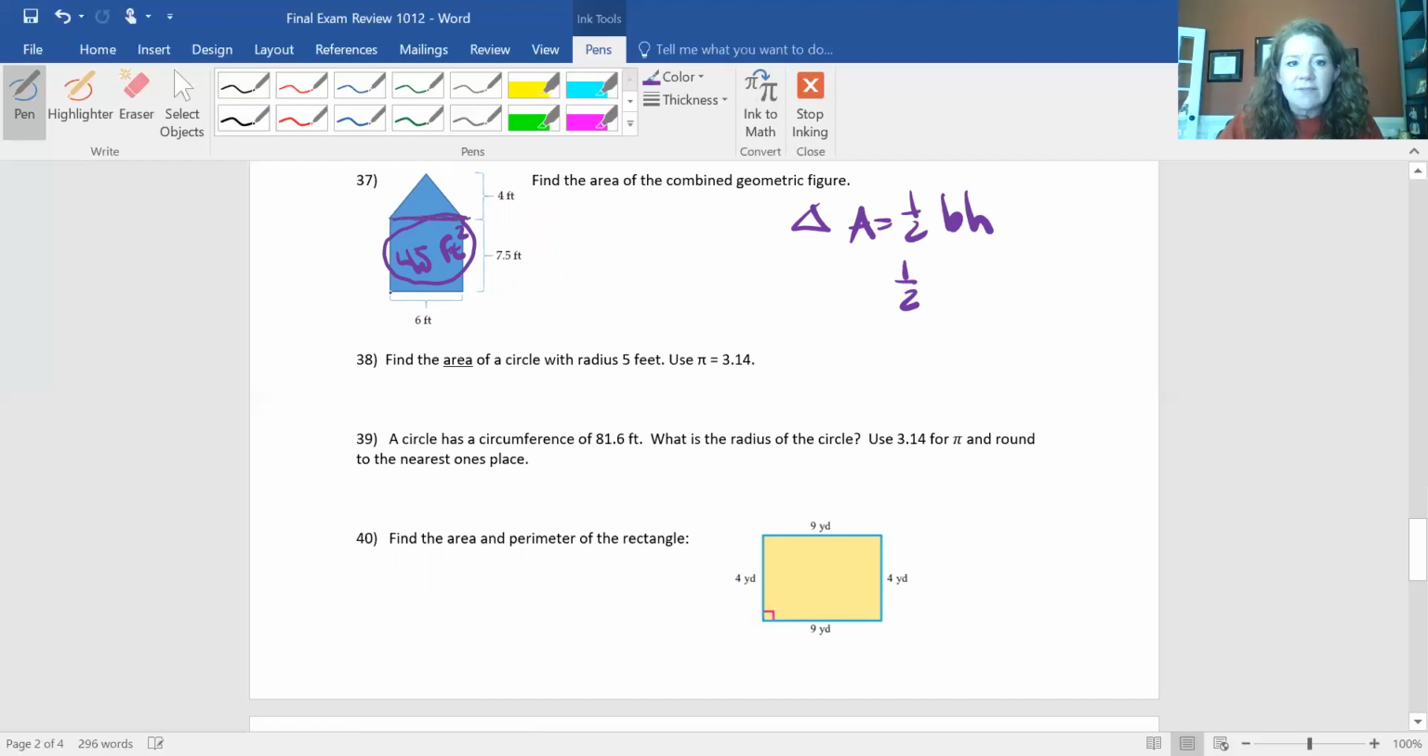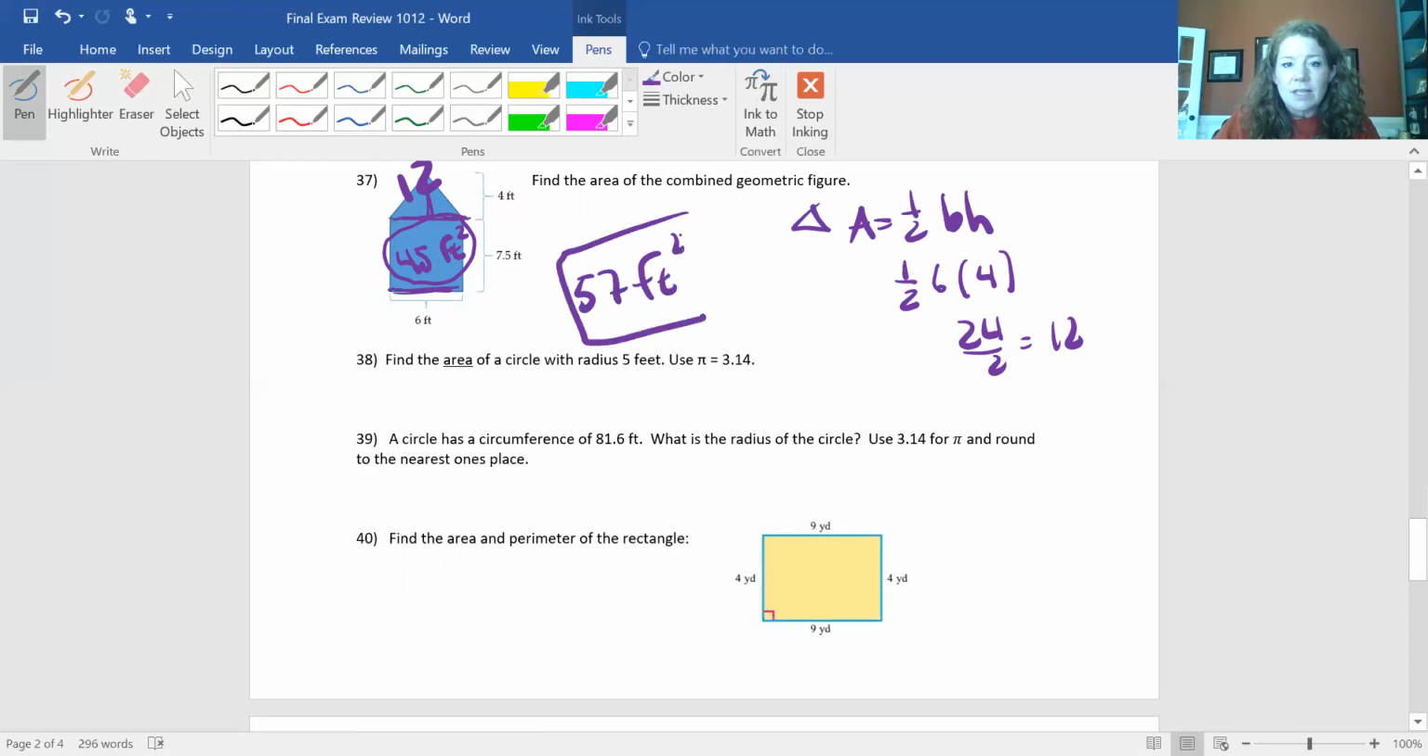Okay, so this is 6 feet because these are going to be the same length. So we're going to do half of 6 times the height. That tells us the height is 4. Well, of course, 6 times 4 is 24, and half of 24 is 12. So the area of the triangle is 12, the area of the rectangle is 45, which tells us that our combined area is 57 square feet.